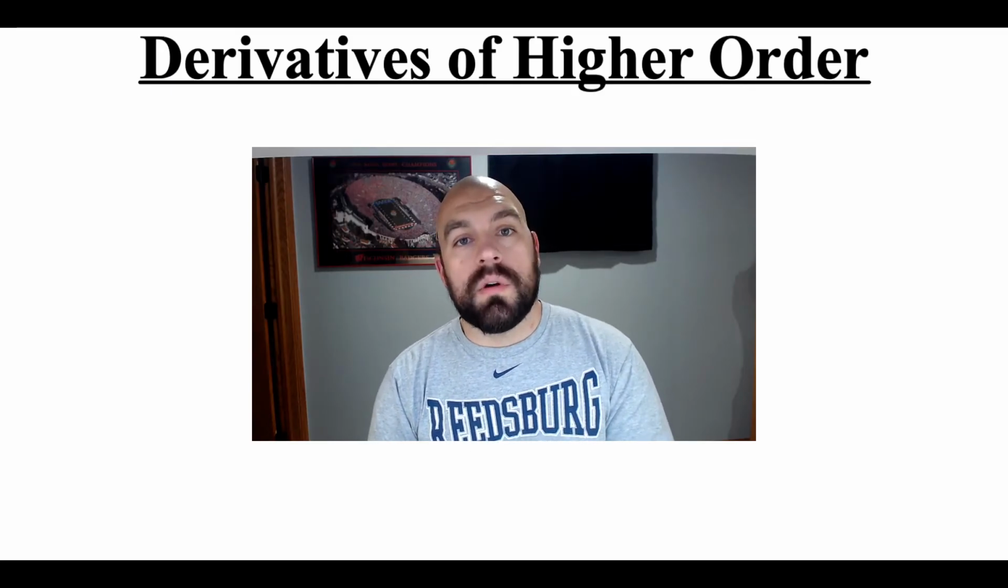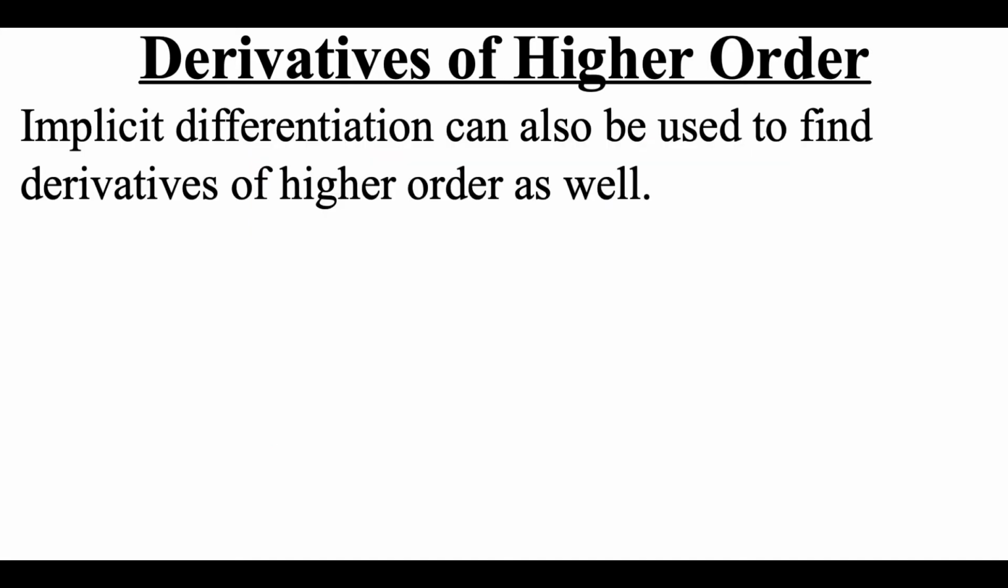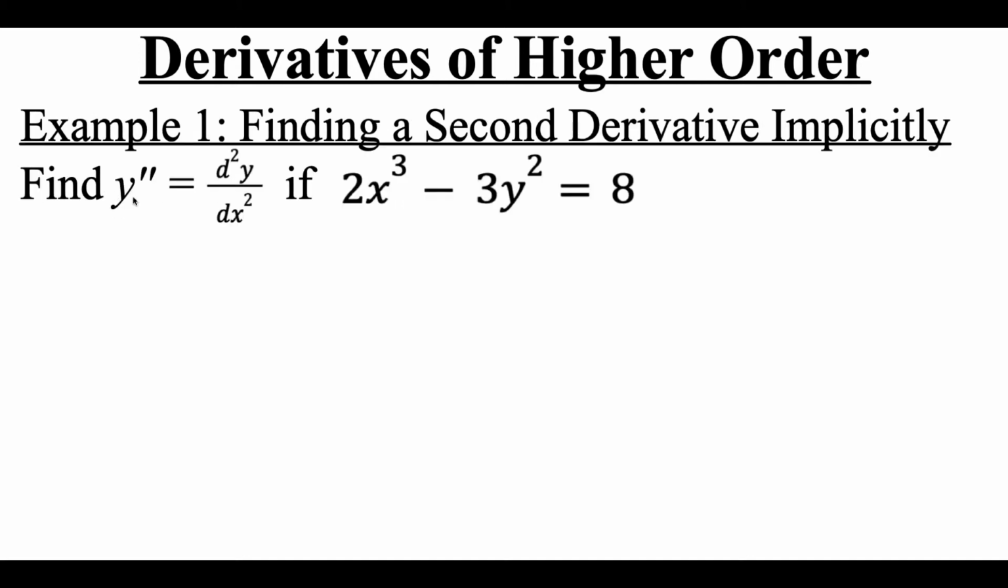In this video, we're going to look at derivatives of higher order. Now, implicit differentiation can also be used to find higher order derivatives as well. So in here, we're trying to find the second derivative of y if we know that we've got the implicit function 2x cubed minus 3y squared equals 8. So the first thing we're going to do is just take the first derivative of everything in here.